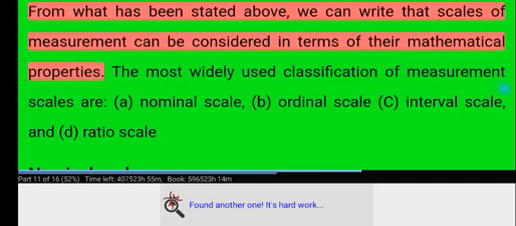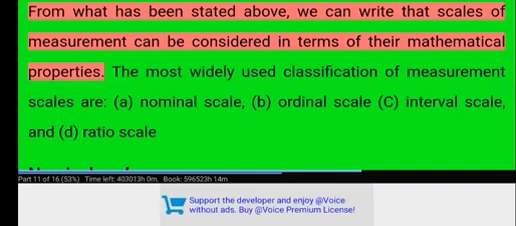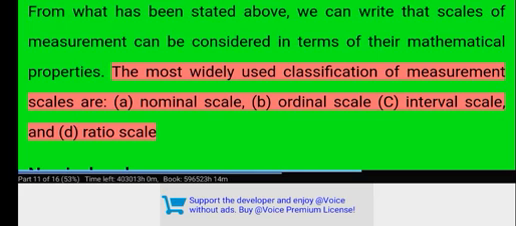Classifications of measurement scales. From what has been stated above, we can write that scales of measurement can be considered in terms of their mathematical properties. The most widely used classification of measurement scales are A. Nominal scale, B. Ordinal scale, C. Interval scale, and D. Ratio scale.